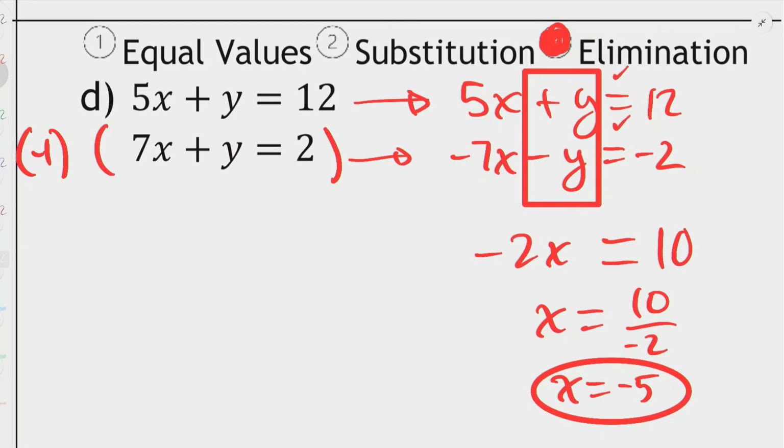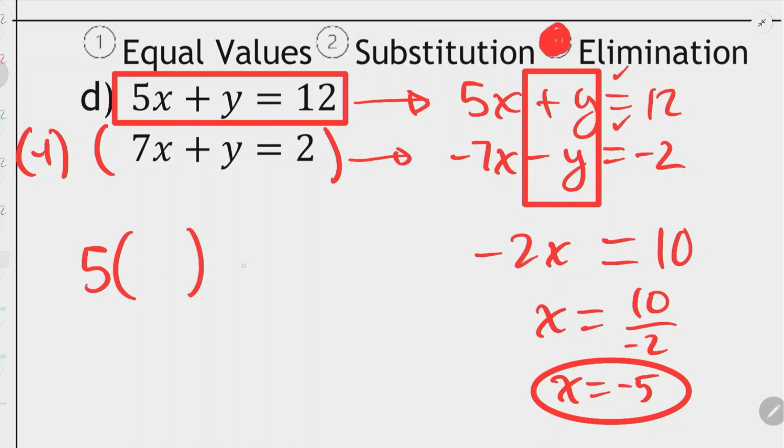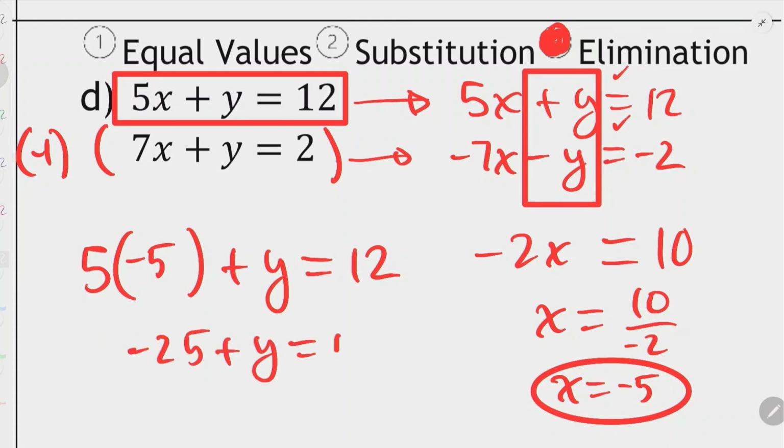I believe that I'm going to go ahead and pick the top equation. So I'm going to rewrite that top equation. This is what I mean by the top equation. And I'm going to write 5, a place for x, plus y is 12. So I've just faithfully copied that equation. But instead of writing x, I'm going to plug in what we know x to be, namely x is negative 5. So this becomes negative 25 plus y is 12.